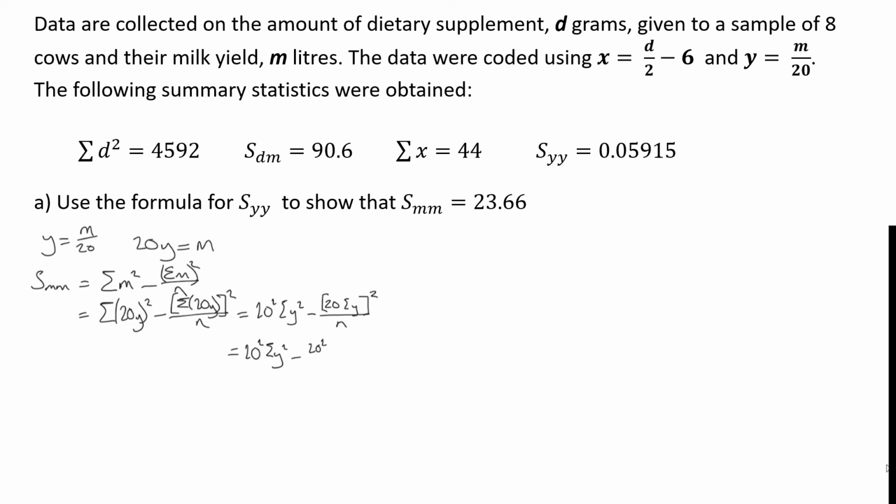And what we notice, now that I've taken the 20 squared outside of the square bracket, is that I can factorize 20 squared, which is 400. I can factorize 20 squared out of this whole expression. So let's just take that out, and I'm left with the sum of y squared minus the sum of y squared over n. Hopefully you can recognize what we have in the square bracket. That's Syy. So actually, Smm is 400 times Syy. Syy was given to us earlier. Just substitute that in, and Smm is 23.66.